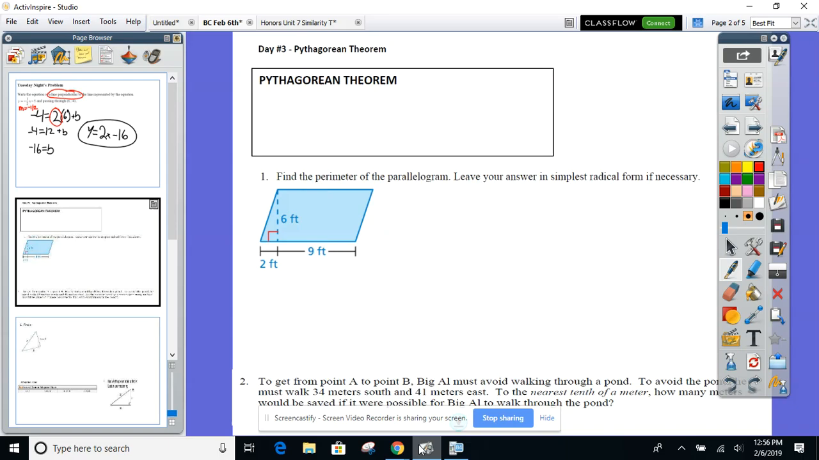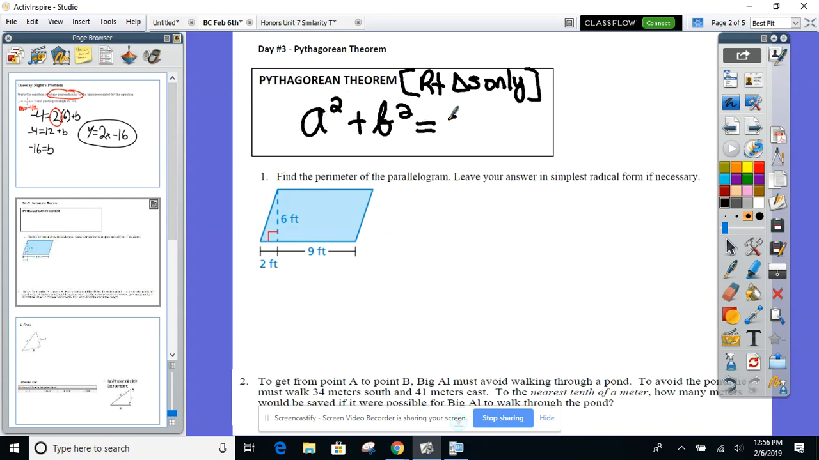First half, let's just make sure we can apply Pythagorean theorem in every single word problem here. First thing we've got to go over: when can I use Pythagorean theorem? It is not an all-triangle theorem. Right triangles only. And we know a squared plus b squared equals c squared. A and B represent your what of the right triangle? Legs. And C would represent the hypotenuse.